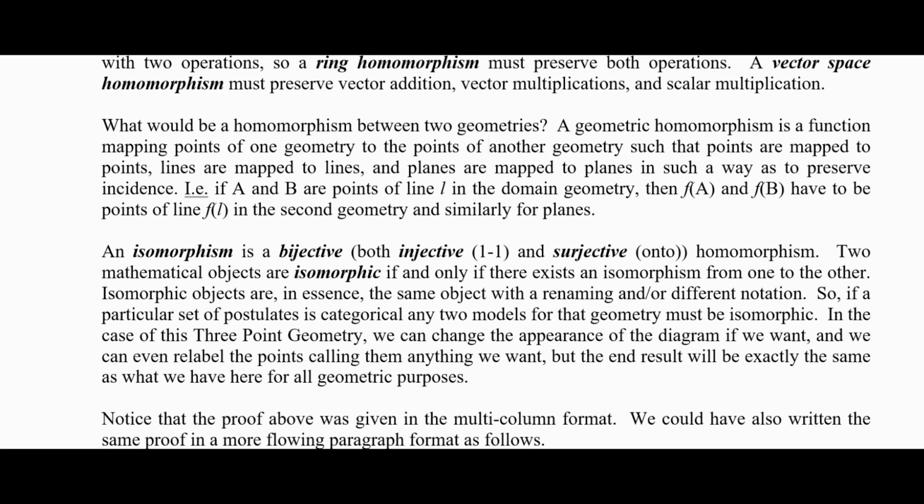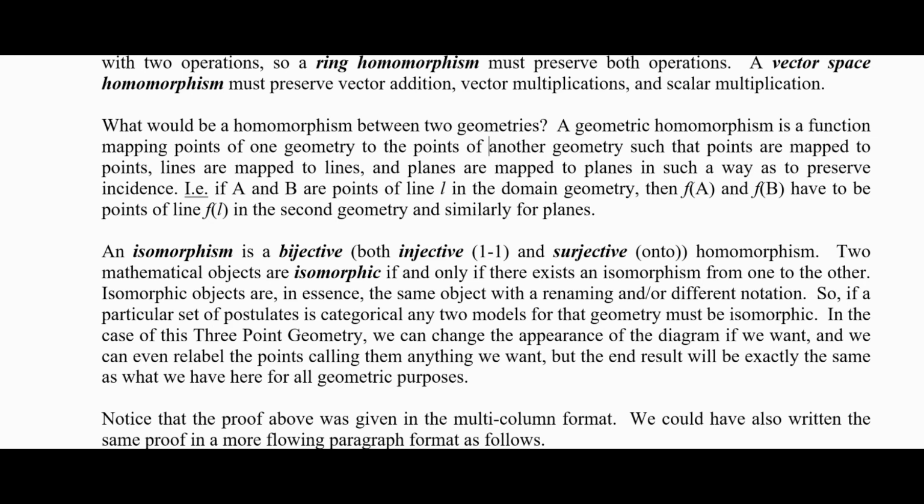Now, an isomorphism is a bijective homomorphism. Bijection means it's both injective, which is another word for one-to-one, and surjective, which is another word for onto. So it turns out that two mathematical objects are isomorphic if and only if there exists an isomorphism from one to the other, and isomorphic objects are in essence the same object with a renaming or some kind of different notation. So in their essence, they're the same.